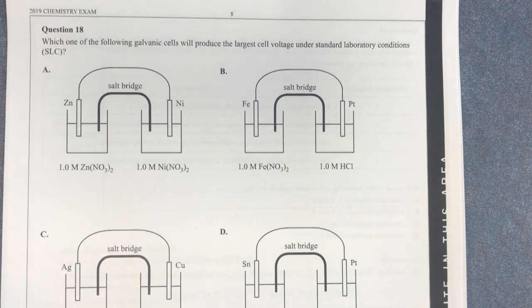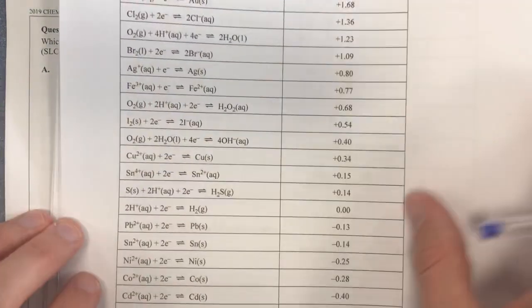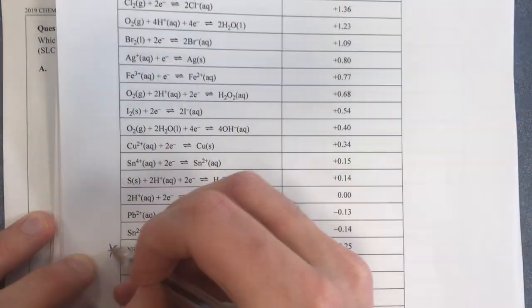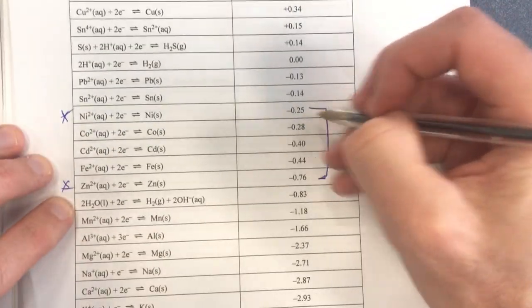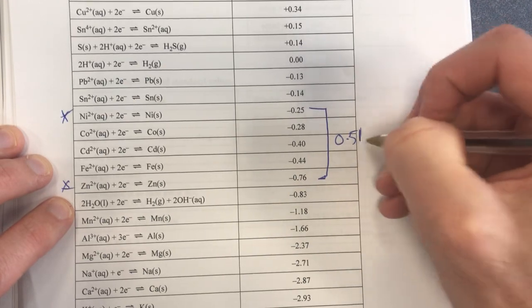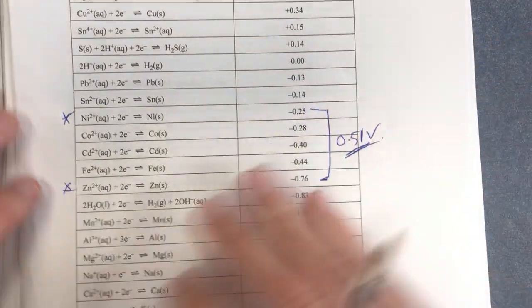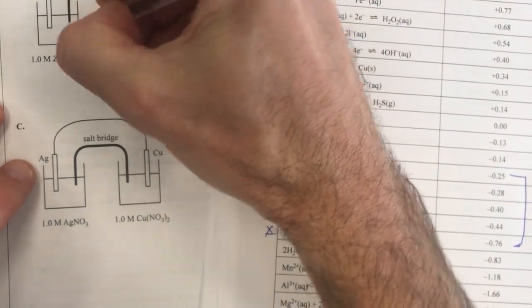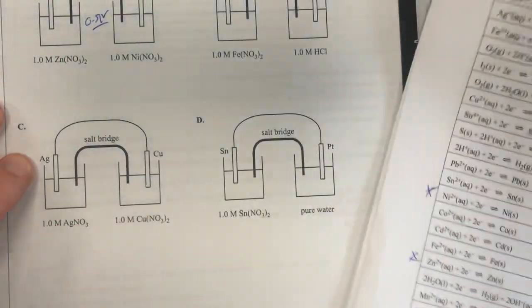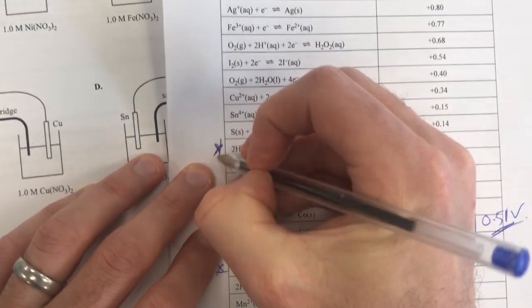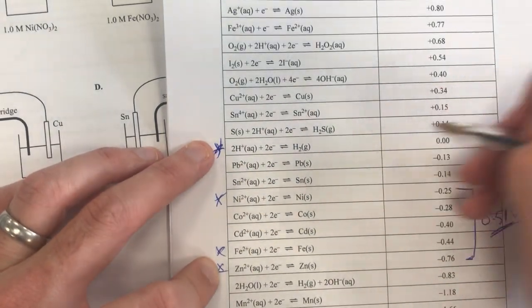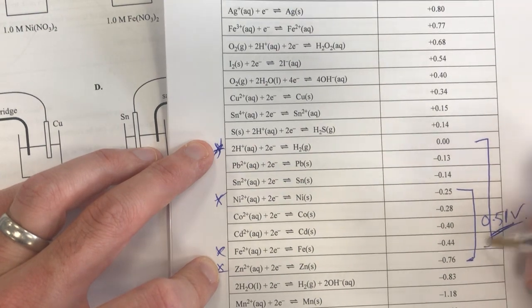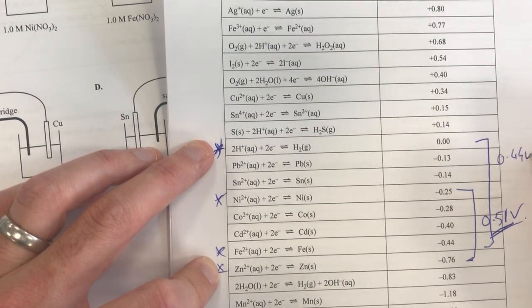So first up, we're looking at zinc and nickel. So I find zinc and nickel here. Here's nickel here. Here's zinc here. The difference between these two is going to be 0.51 volts. The next one, difference between iron and hydrochloric acid. Well, hydrochloric acid is going to be my standard cell here, and iron is this one here. So therefore, what's the difference in this one? Difference between this and this is going to be 0.44 volts.